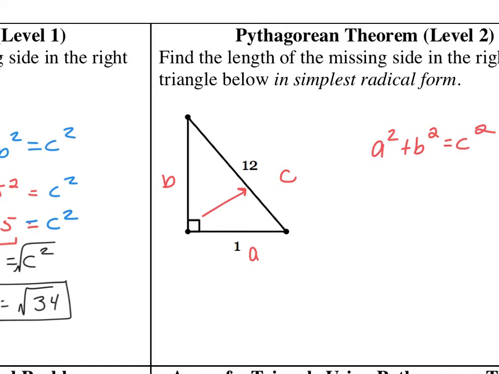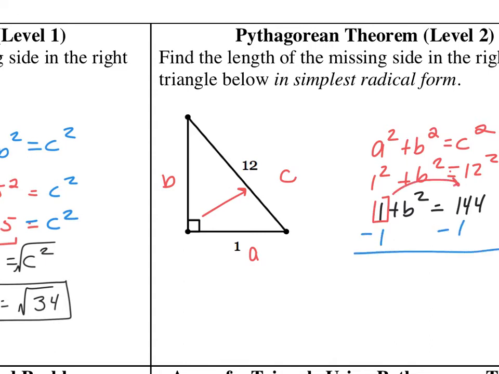Now I substitute them, so 1 squared plus b squared equals c squared. I have to ask myself what 1 squared is. 1 squared is 1. B squared is just b squared. 12 squared is 144. I have to ask myself, how do I get this 1 from here to the right-hand side of my equal? So the best way to do that is to subtract 1 from both sides. Subtract 1. So I get b squared is equal to 143.